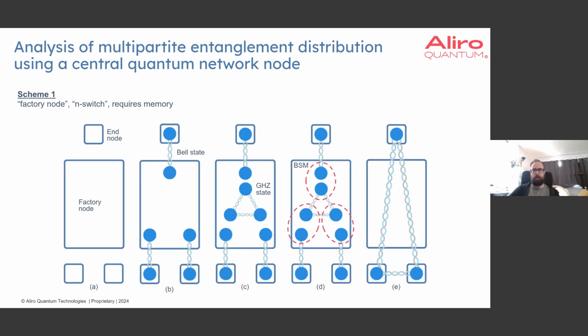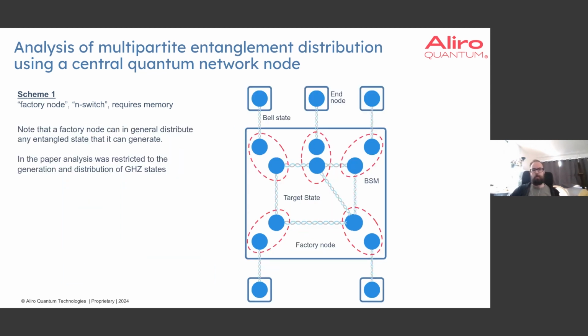In this image, they are generating and distributing a GHZ state. But of course, in principle, this can be done with any complicated n-party multipartite entangled state, as long as you can generate the state and then teleport each of those qubits to the end nodes via a BSM. In the paper, the analysis they did was restricted to just GHZ states, but in principle, it can be used for any state.